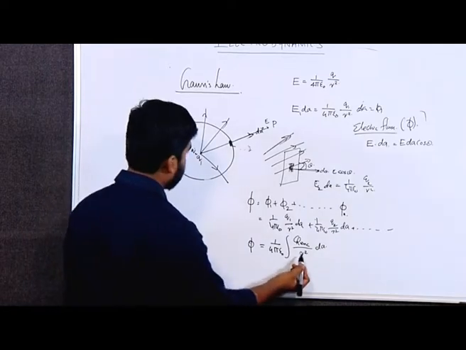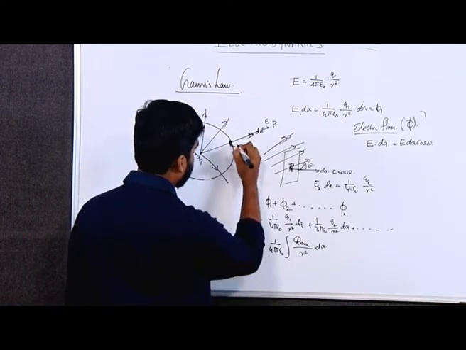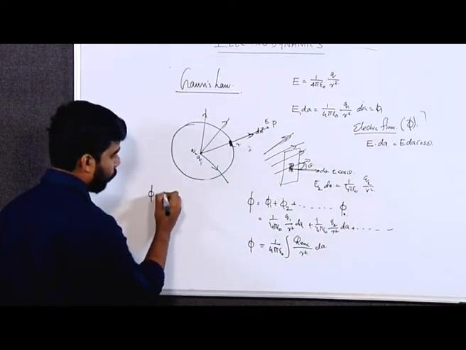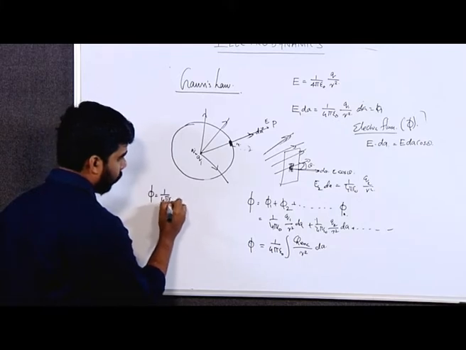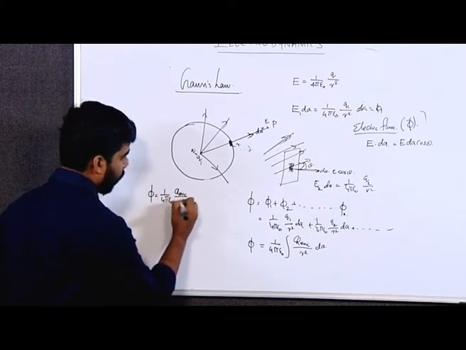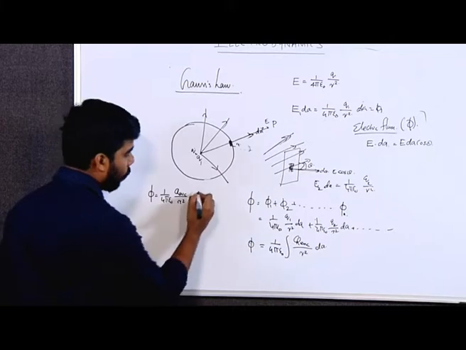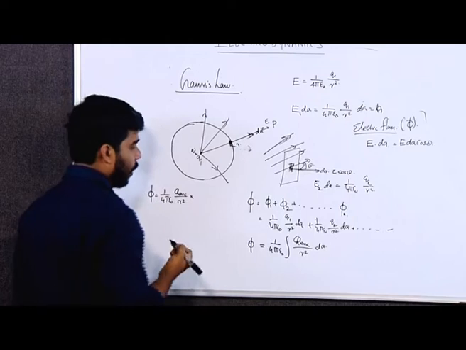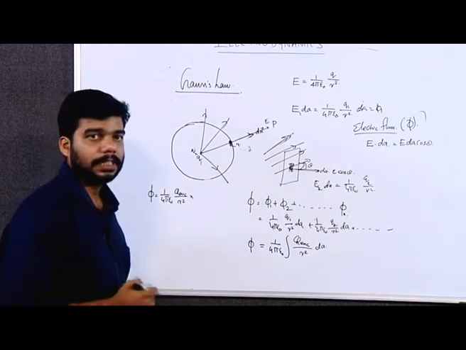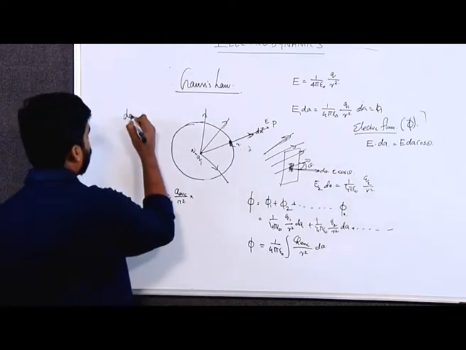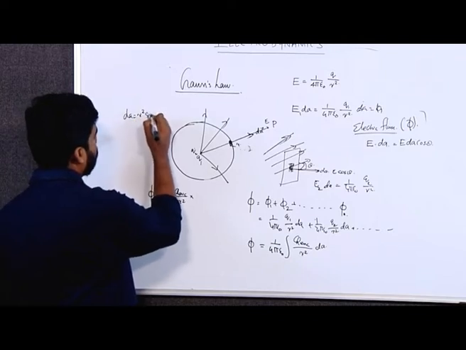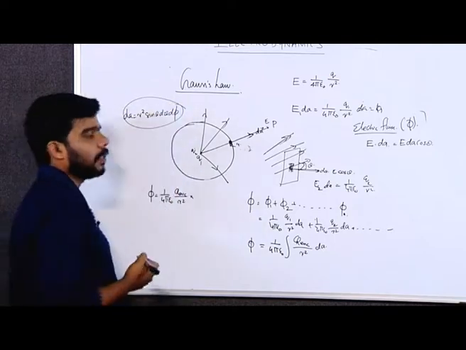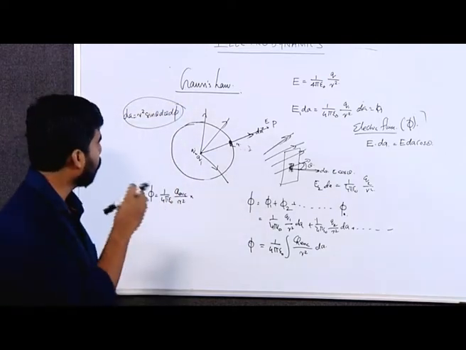So we know that this r is a constant, so I can write phi is equal to 1 by 4 pi epsilon 0 q enclosed by r square into integral dA, on integration of this small area. If you integrate using the spherical coordinate system, where dA is equal to r square sin theta d theta d phi, this you have learned in mathematics.